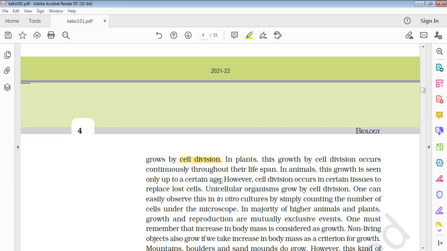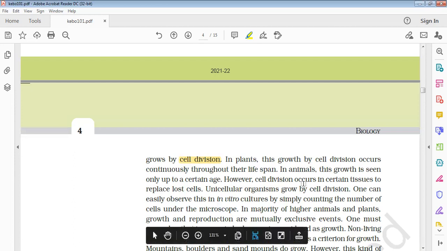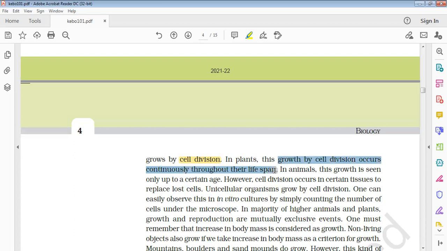But in plants, this growth by cell division occurs continuously throughout their lifespan. We have seen that trees used to expand and expand and expand. They grow incessantly. So the characteristic that differentiates between plants and animals in case of growth is that in plants, the growth by cell division occurs continuously throughout their lifespan, but in animals, this growth is seen only up to a certain age.